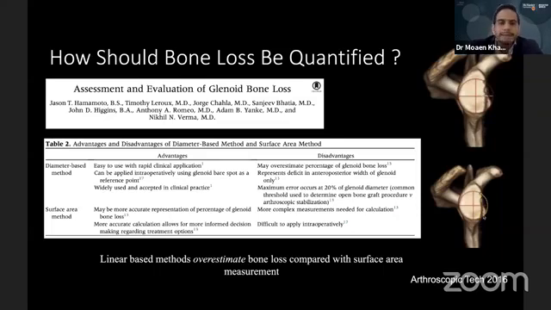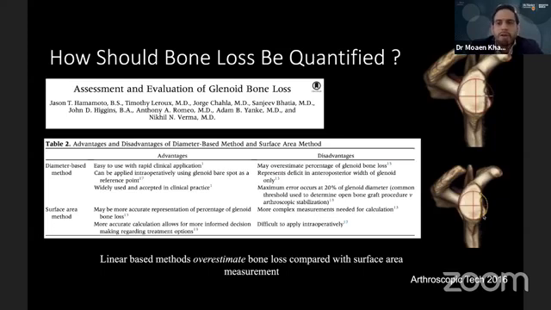So there are many different methods of quantifying bone loss, and whichever method you use, the most important thing is that you are aware of potential advantages and disadvantages of the method you are using. All of these methods are used on the 3D CT scan or 3D MRI using the en face glenoid view. And the most common methods are diameter-based methods.